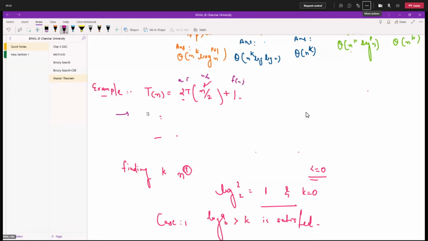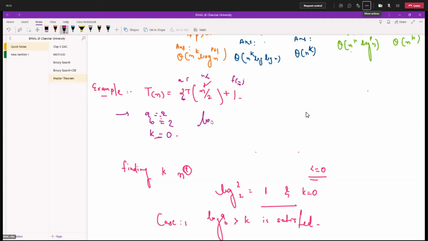So here a is equal to, what is the value for a? 2. What is the value for b? 2. What is the value for k? Is there any power of n? No. So what is the value of k? It's 0. If there is something in the power, it is 1, otherwise it is 0, right?